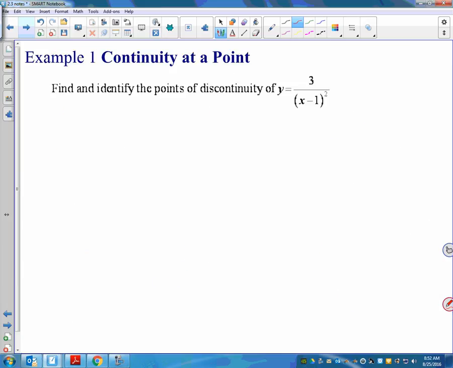So let's have this on your homework. It says, find and identify the points of discontinuity of y equals 3 over (x minus 1) squared. Point of discontinuity we're talking about in the domain. We're talking about what x can't be. And so if they're talking about points of discontinuity, they're kind of talking about what's not in the domain. So looking at this problem, what do you know you could never plug in for this? 1, because 1 minus 1 would give you 0 on the bottom. So points of discontinuity, x equals 1.